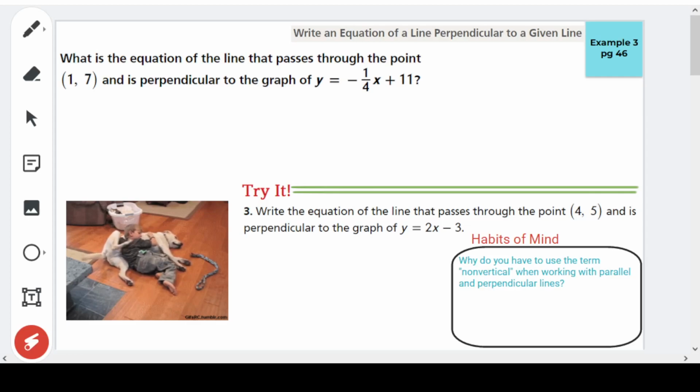In today's video, I'm covering example 3 from lesson 2-4 in the SavvasRealize Algebra 1 textbook. In today's video, we are learning how to write the equation of a line perpendicular to a given line.